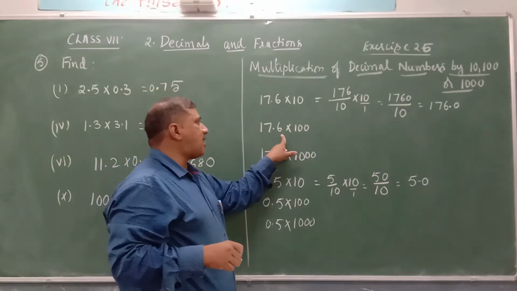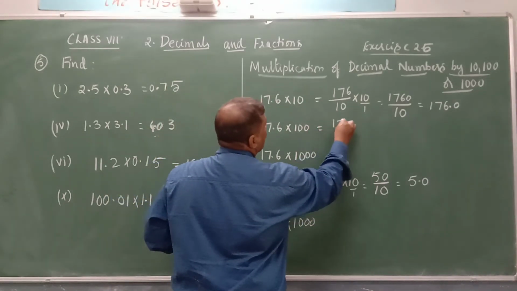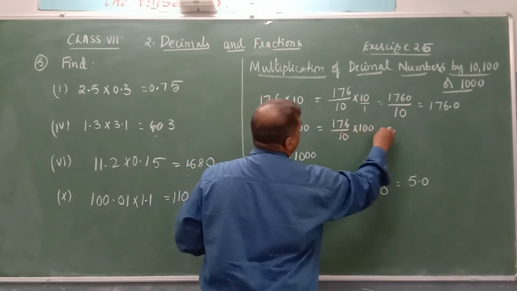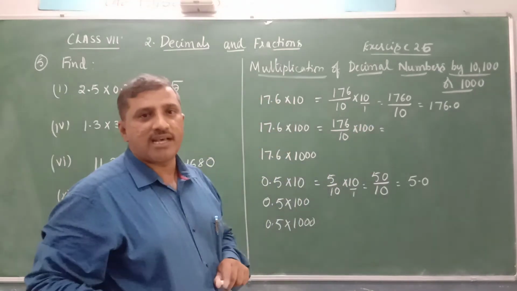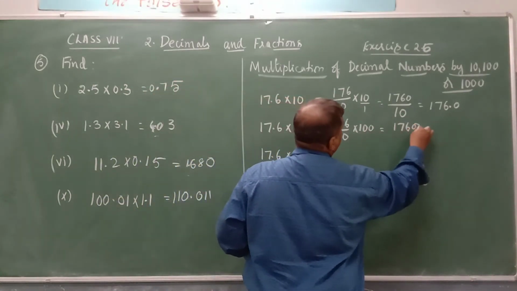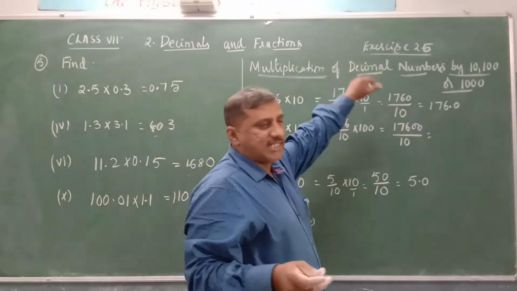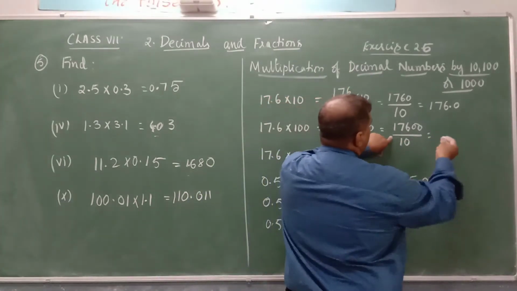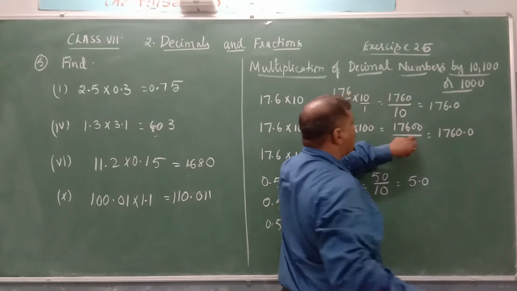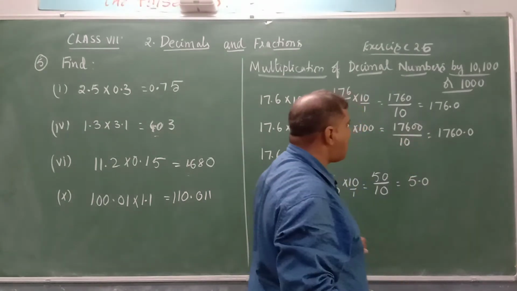Now 17.6 is multiplied with 100. That is 17.6 means 176 by 10 multiplied with 100. So what we get is 17,600 divided by 10. So when we express this fraction in decimal form, what we get is 1760.0. So 10 is there in the denominator, so the decimal point will come after 1 digit.